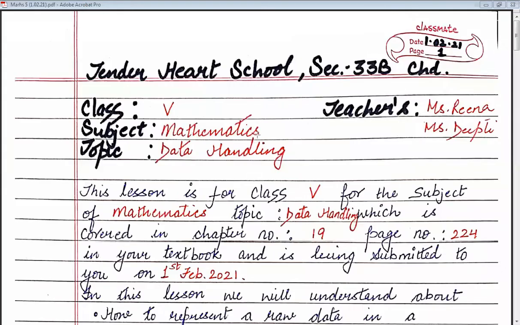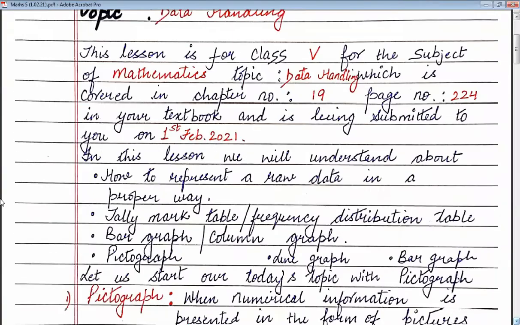Good morning, students. This lesson is for class 5th for the subject of mathematics, topic data handling, which is covered in chapter number 19, page number 224 in your textbook and is being submitted to you on 1st February 2021. Students, in this chapter, we are going to understand the following things.